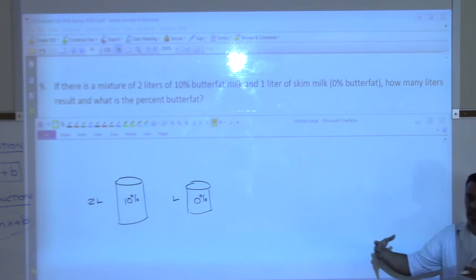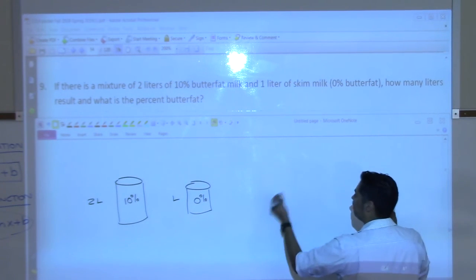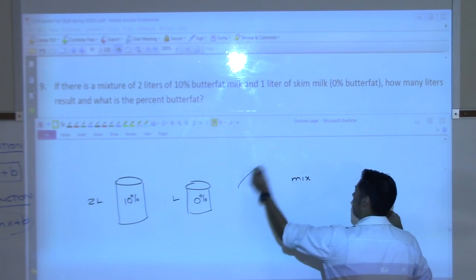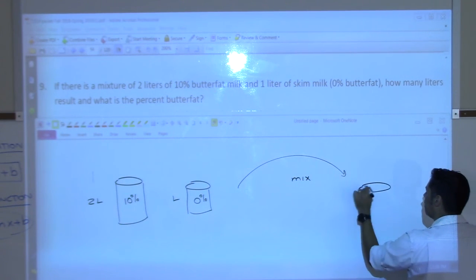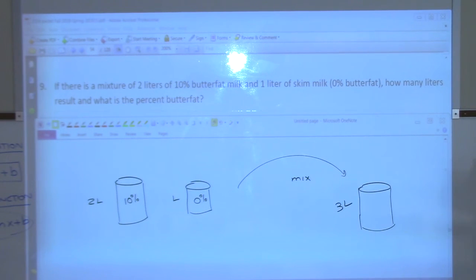So there's our 2 containers. The first question is how many liters will result if we mix these together? So how many liters would we have in the resulting mixture? We'd have 3 liters. That's obvious. Just add them together. So when we mix them, what we get here is 3 liters. The question now is what is the percent of fat in this mixture? How do we do that? That's what I need to show you, but do you understand the question?